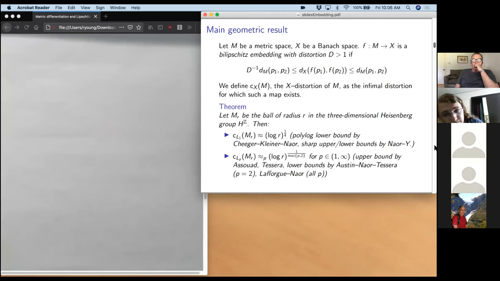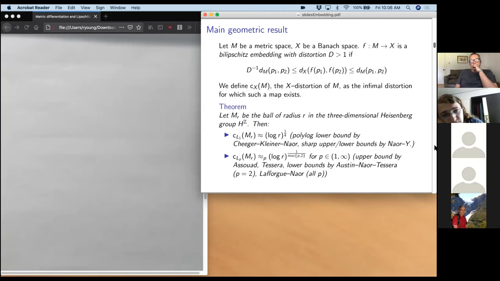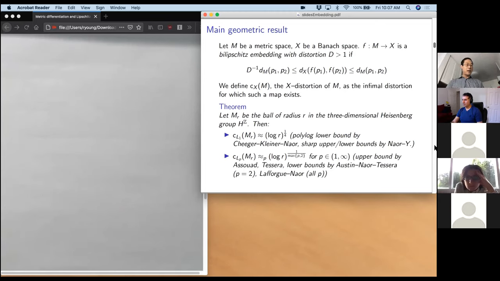There are lower bounds by Austin, Naor, and Tessera in the case P equals 2, and then Laforgue and Naor for arbitrary P. And so what this theorem tells us is that the distortion of the Heisenberg group, or at least balls of radius R in the Heisenberg group in LP spaces, looks something like this.